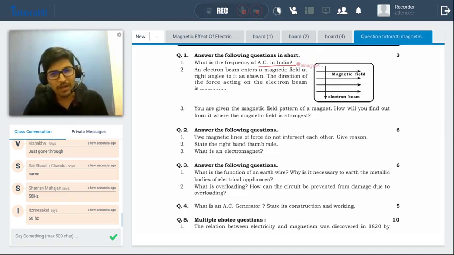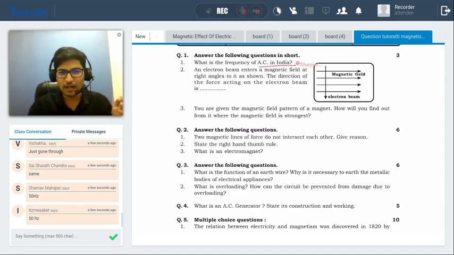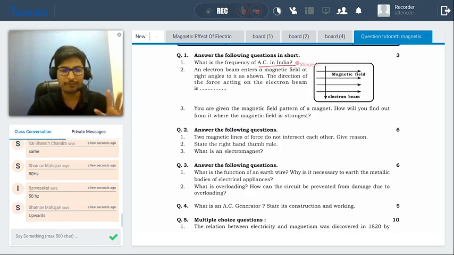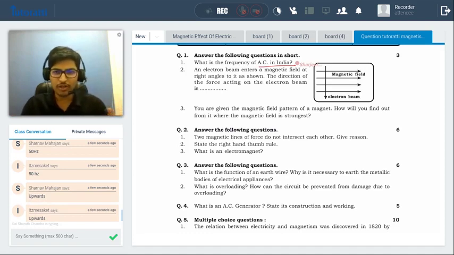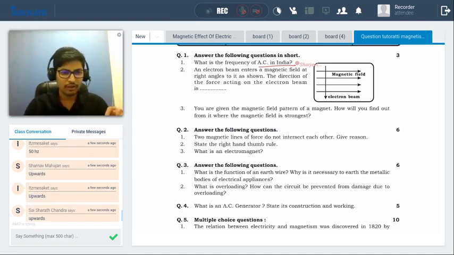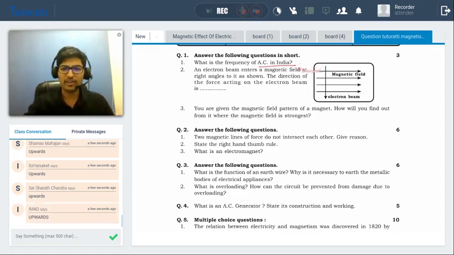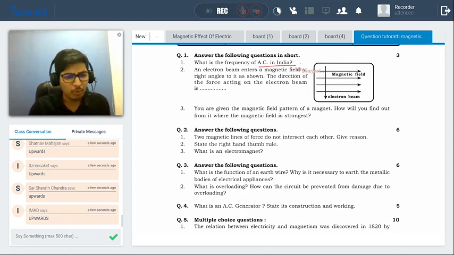An electron beam enters a magnetic field at right angles to it, as shown. The direction of the force acting on the electron beam is, all right, upwards. Sharnav says upwards. Sanket also says upwards. Everyone is saying upwards. Is everyone sure it is upwards, right?